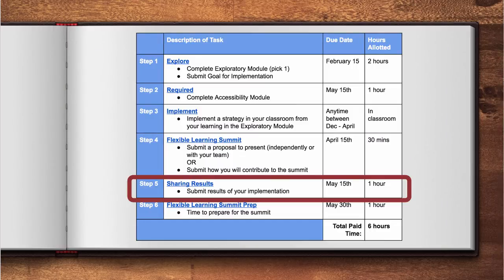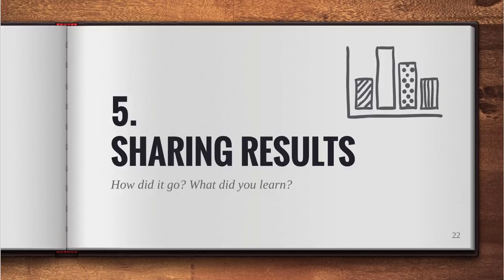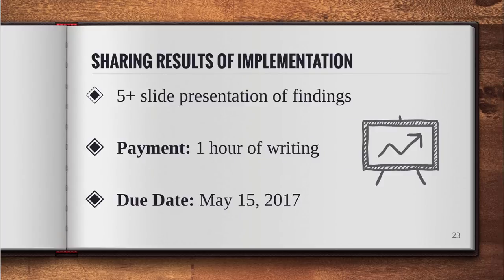Step 5. Sharing results. After implementing and gathering data, members will be asked to synthesize their learning and results in a 5-slide presentation. Slide information could include the topic, what module or independent study topic you chose, the goal or strategy, what did you set out to accomplish, what did you implement in your classroom, findings, what went well, what surprised you, data, what data did you gather, what does your data tell you, and reflections.